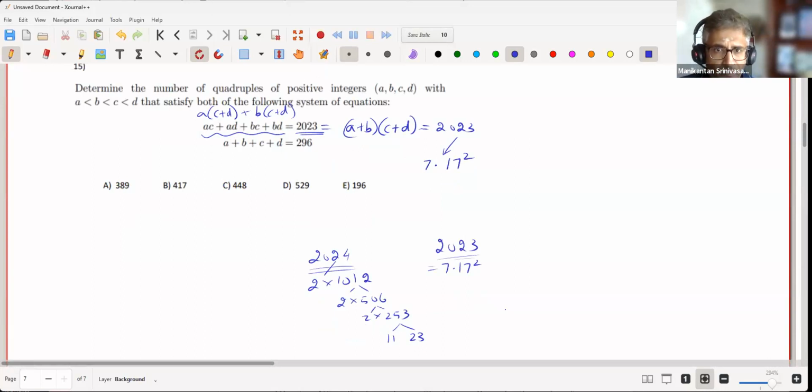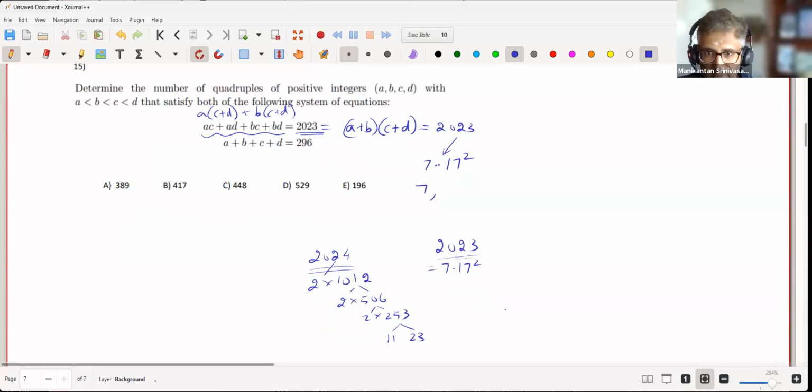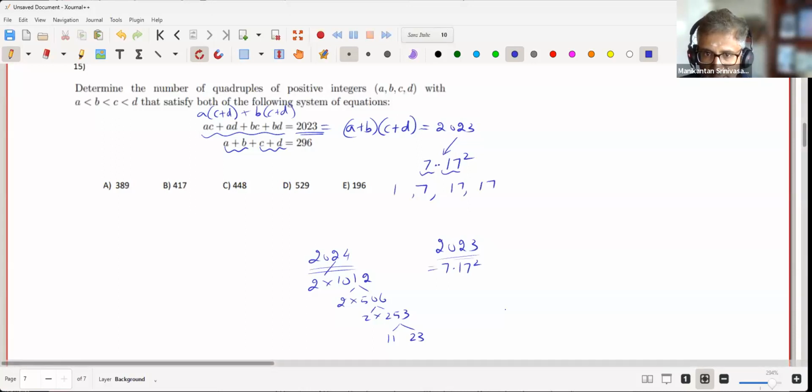Okay, now 289 plus 7 is 296. Yeah, exactly. So clearly, one of them is 7. The other one is 289, right? So that's the only possible. So we have 7, 17, 17, and 1, right?